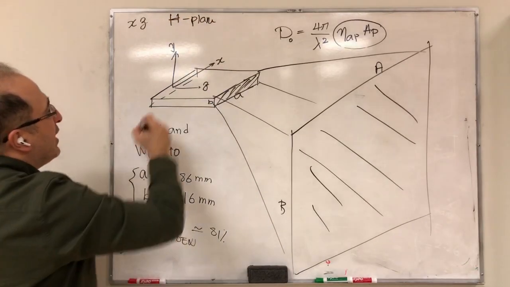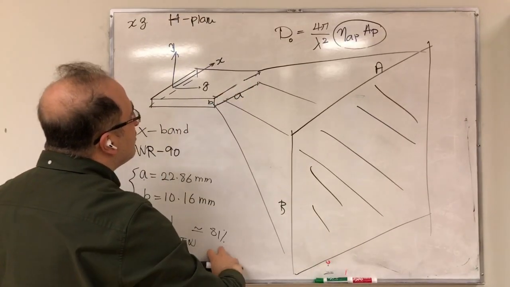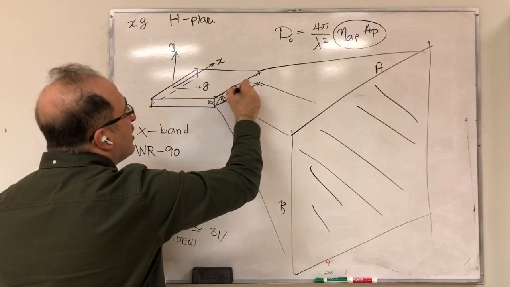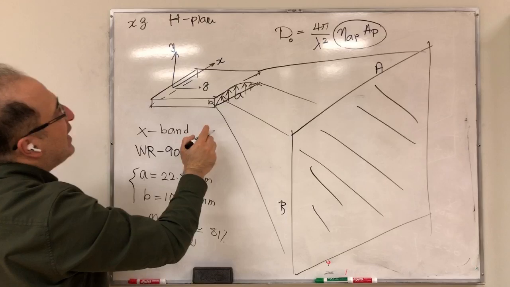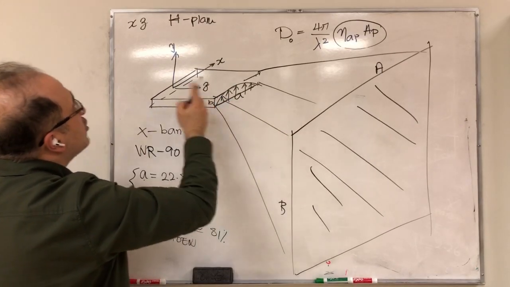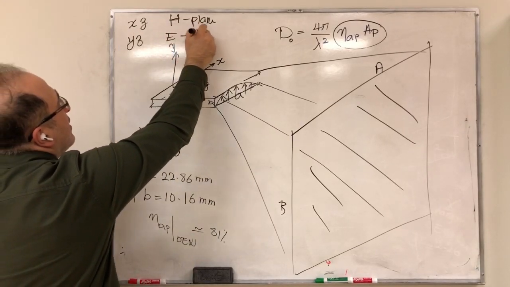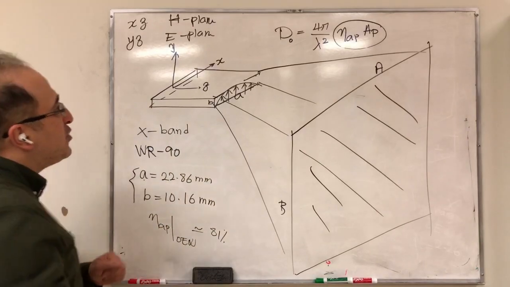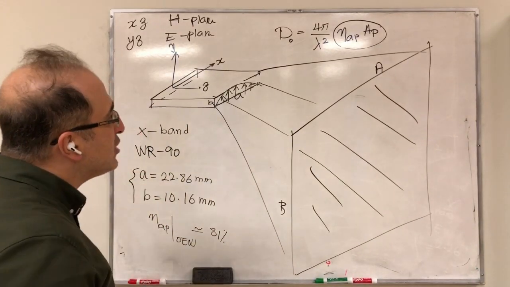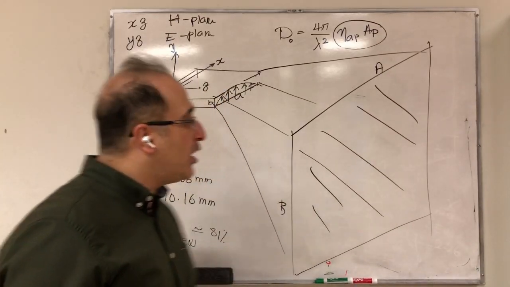XZ is my H plane. To show that to you, perhaps I can look at the electric field. So if I look at the electric field, this is my electric field. You see my electric field is along y, and the direction of propagation is z, so yz is the E plane and xz is the H plane. So I can look at this structure from these two cross sections and see what I need to determine to design a pyramidal horn antenna.